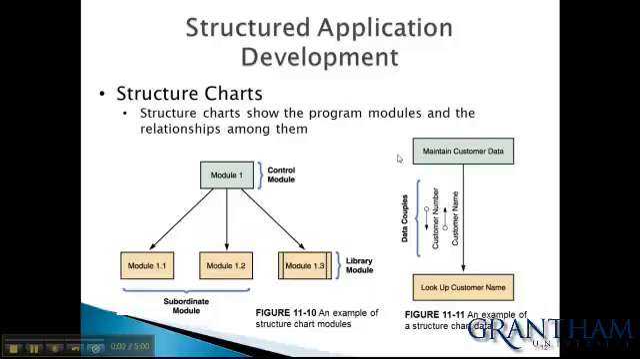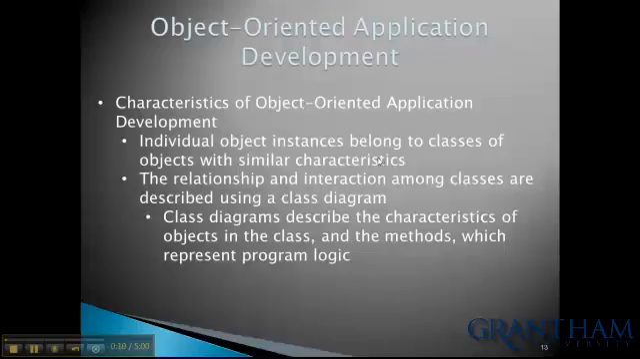Other tools used are structure charts, and they show the program modules and the relationship among them. A characteristic of object-oriented application development is that individual object instances belong to classes of objects with similar characteristics. The relationship and interaction among classes are described using a class diagram. Class diagrams describe the characteristics of objects in the class and the methods which represent program logic.